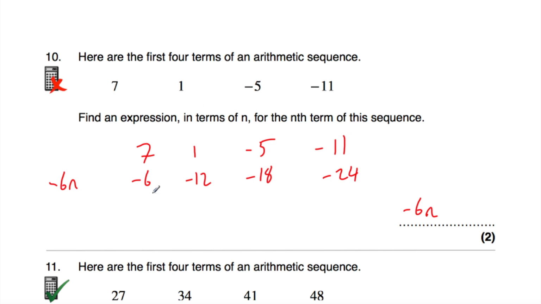So to get from negative 6 to 7, we're going to add 13. We're going to add 13, add 13, and add 13. So it's going to be negative 6n, add 13. So that's the nth term of that sequence, negative 6n, add 13.